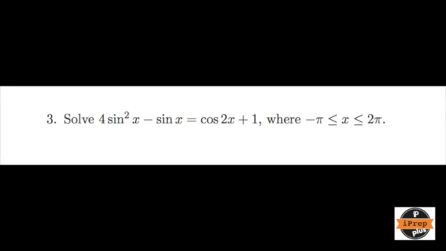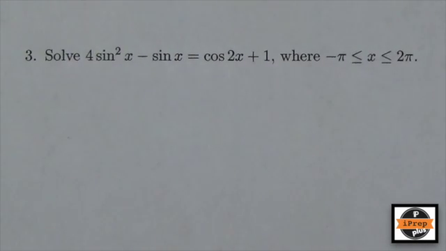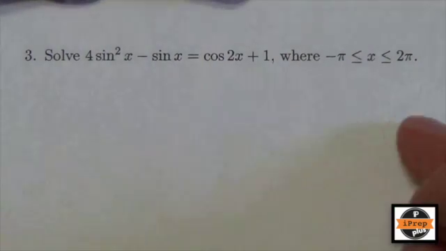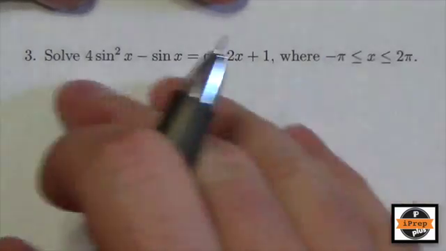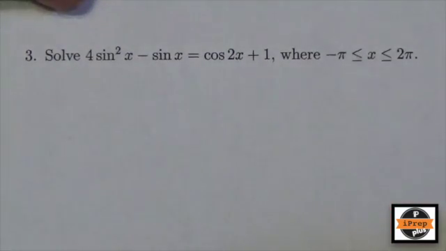Solve the equation 4 sine squared of x minus the sine of x is equal to the cosine of 2x plus 1, where x is between negative pi and 2 pi. Okay, so we're going to end trigonometry here by looking at a small handful of equations. Here's our first one that we're going to solve. And these are about as difficult as these equations will typically get.